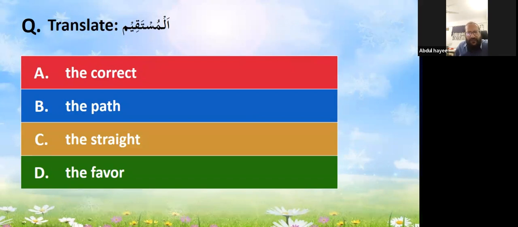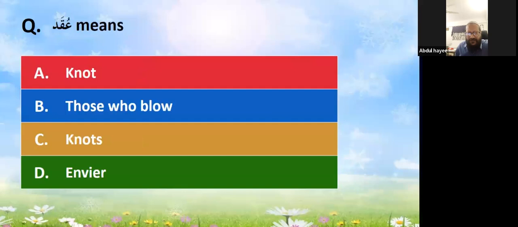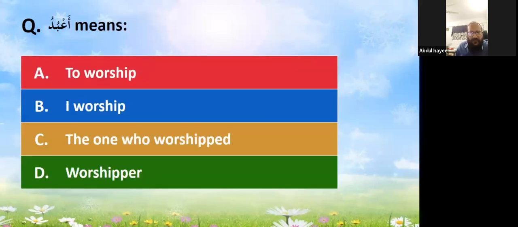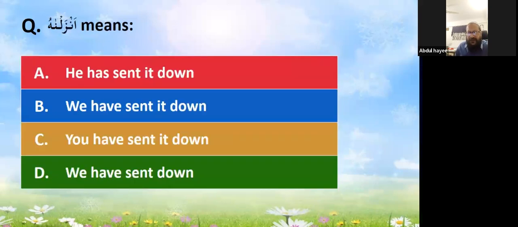Translate. Uqad means not. It's a plural. Ubudu means to worship. I worship the one who worships. I worship. Excellent.